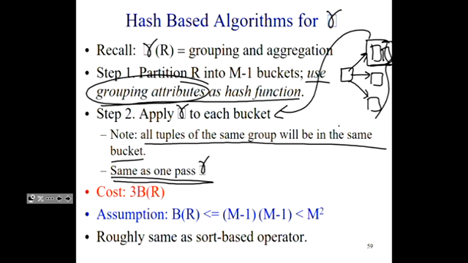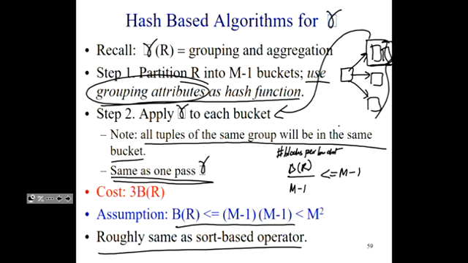So once again, it is B(R) divided by M minus 1. This is the number of blocks in each bucket. This needs to fit within the memory slots that I have, so this needs to be less than or equal to M minus 1. So B(R) is less than or equal to M minus 1 times M minus 1. So once again, this is roughly similar to the sort based operator for grouping.